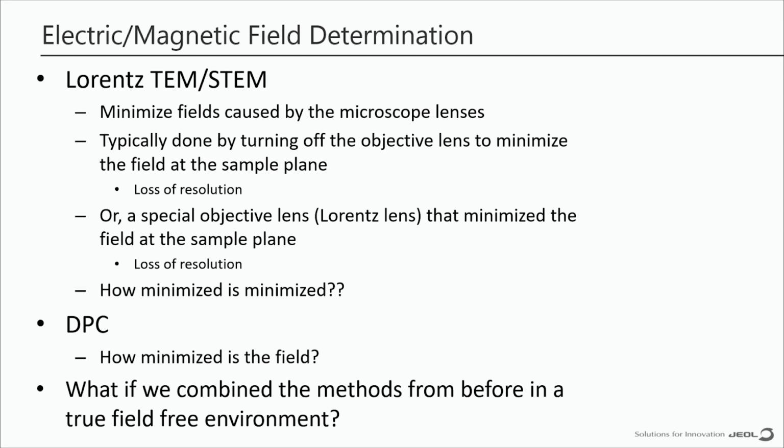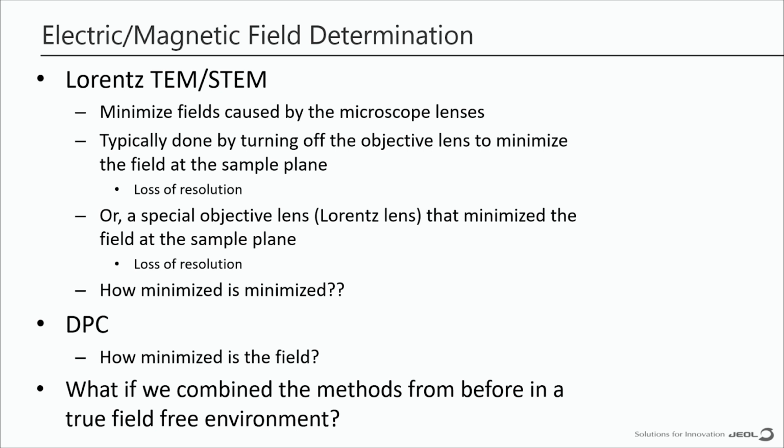So to take that little step a little further, I mentioned at the beginning, for these kinds of materials, wanting to know what we can about the electric and magnetic fields. We can do that with Lorentz, TEM, or STEM, where you just minimize the fields in and around the sample, typically in the objective lens, or you have a special objective lens that minimizes the fields at the sample. The problem with that is how minimized is minimized.